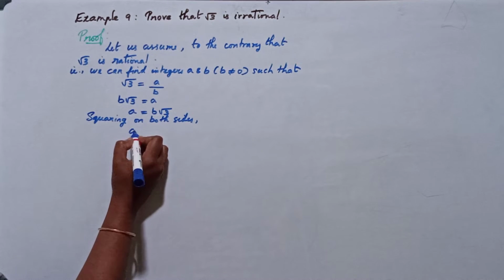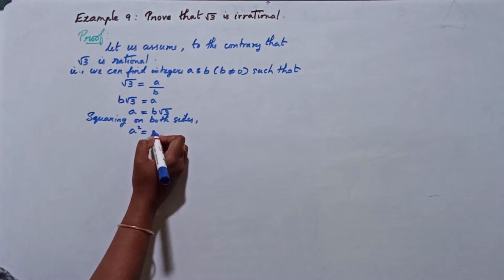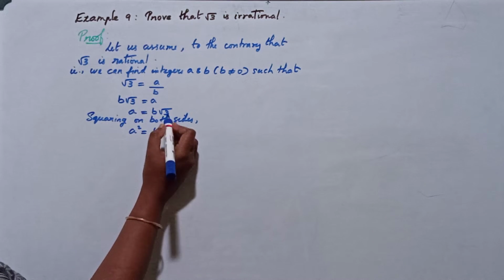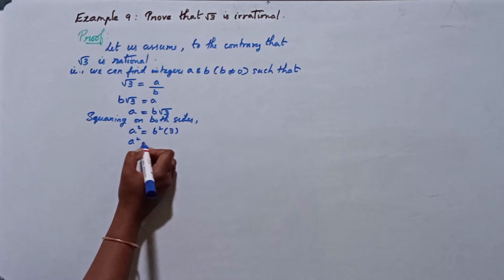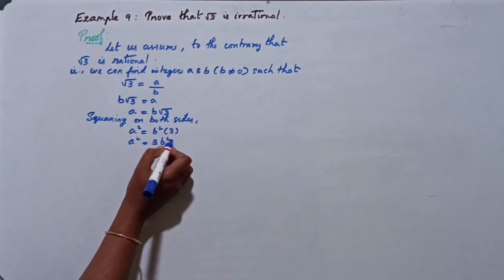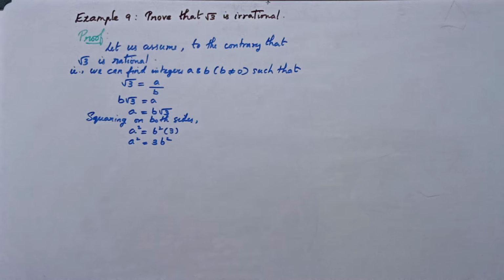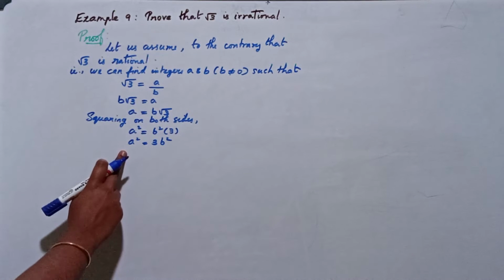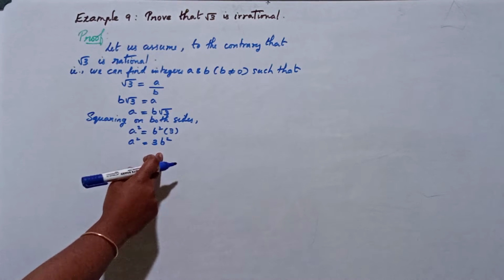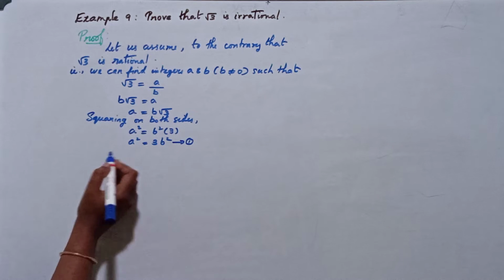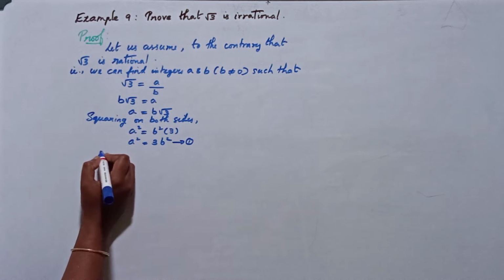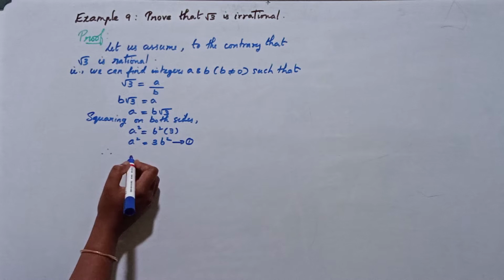A you are going to square. So a square is equal to b square, square root of 3 squared, which gives 3. So a square is equal to 3b square. Okay, so we got a square is equal to 3b square. From this, you can say clearly that a square is divisible by 3. Right? If you take this as equation 1, from this, what can you say?